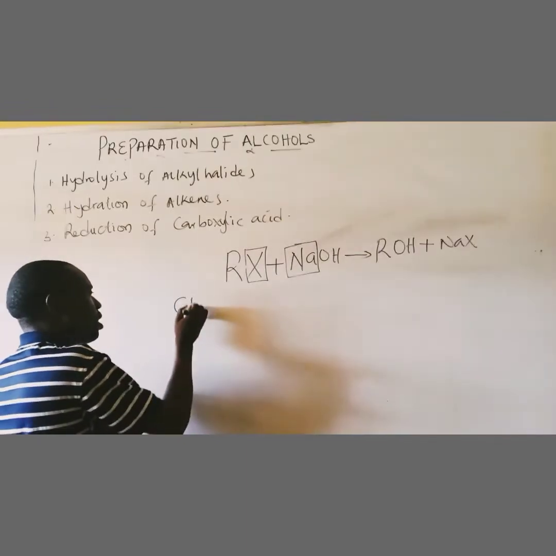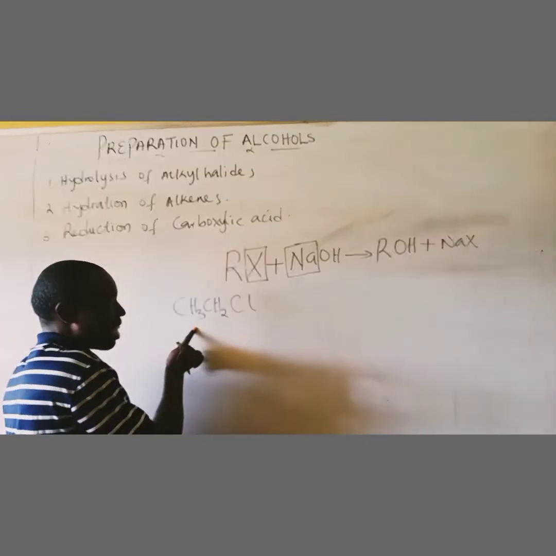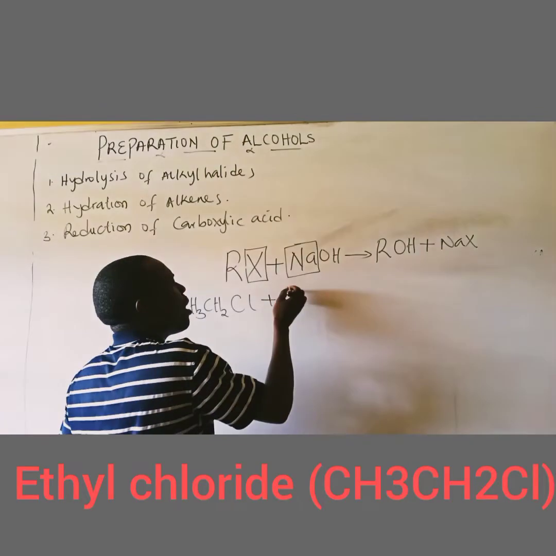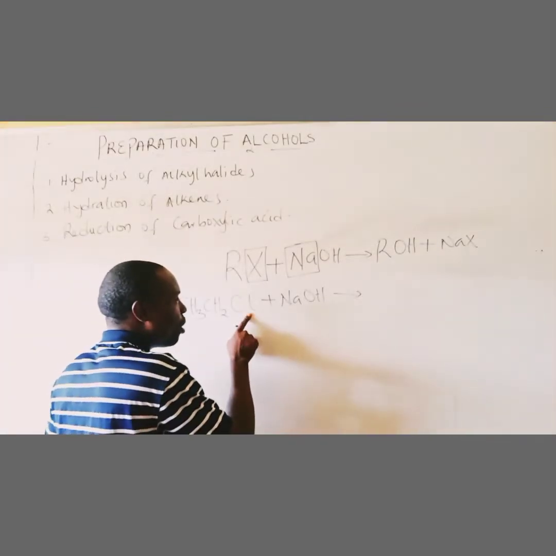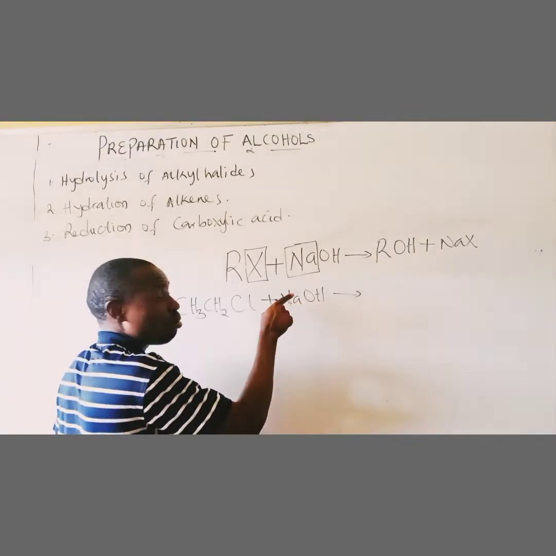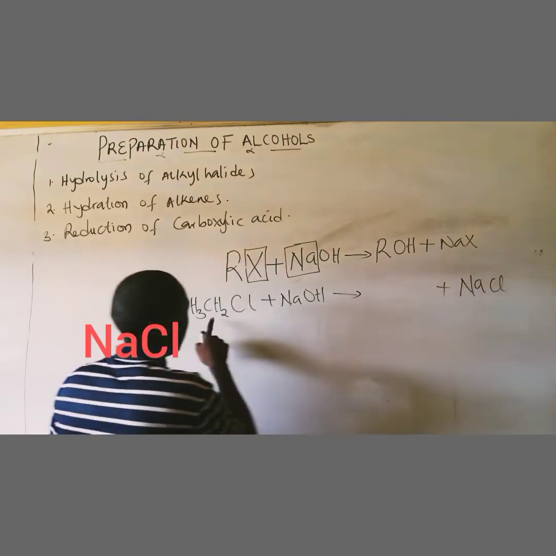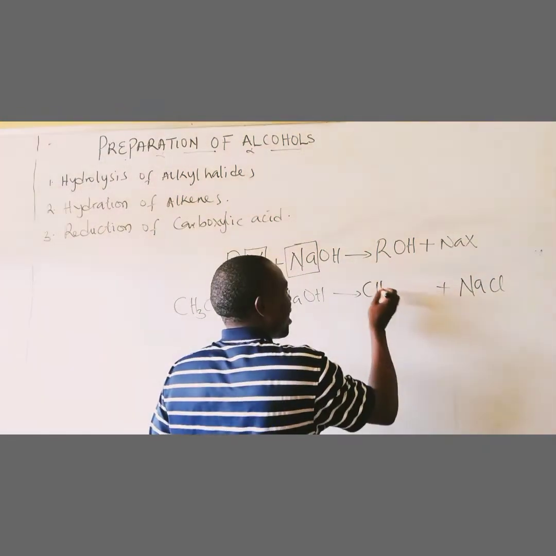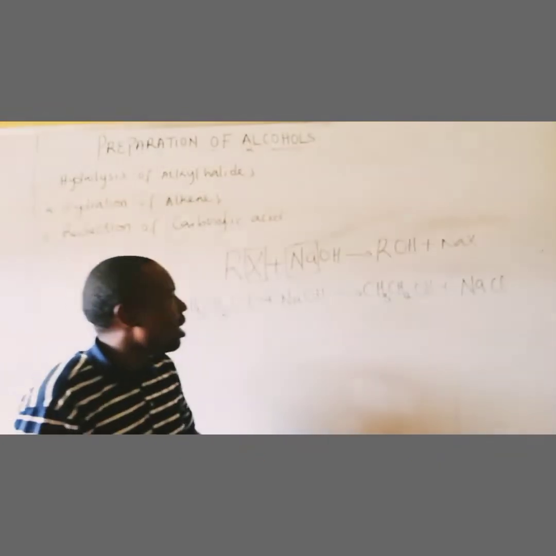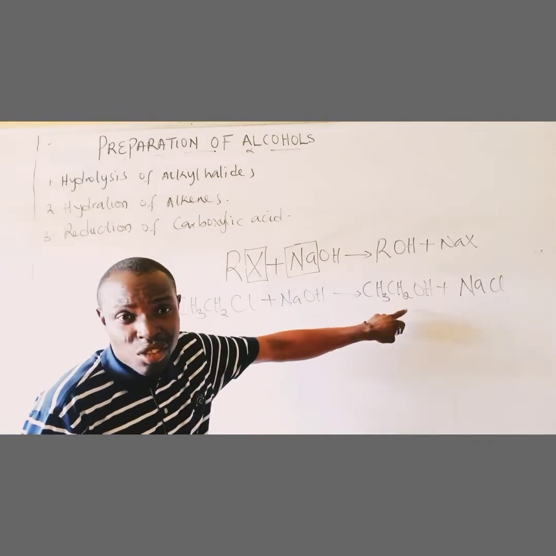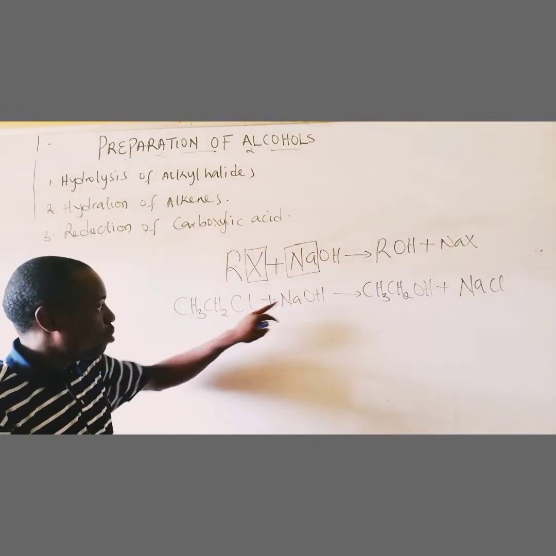But we'll take a very good example. Like I'm having CH3CH2Cl, which is ethyl chloride, plus sodium hydroxide. As the rule implies, the chlorine combines with the sodium atom. So we have sodium chloride plus ethyl with the OH giving me ethanol. So it means that to get ethanol, you react ethyl chloride with sodium hydroxide.